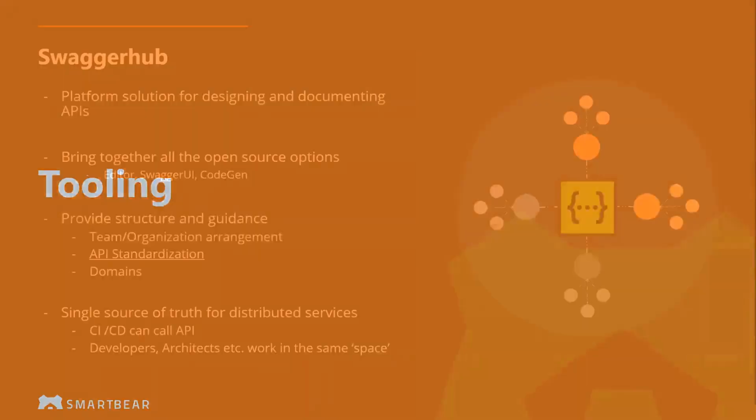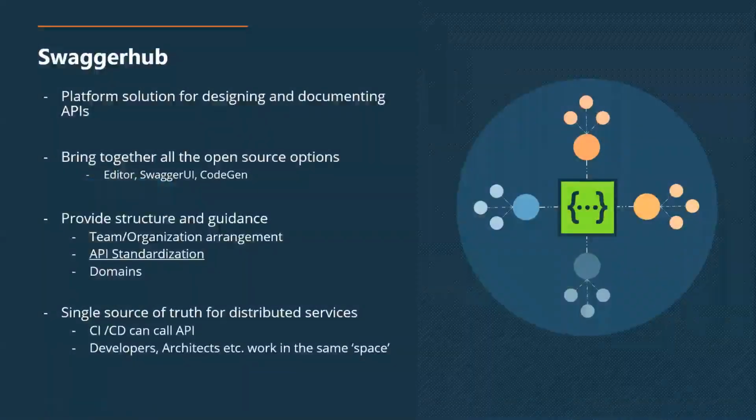So SwaggerHub. SwaggerHub is SmartBear's platform solution for designing and documenting APIs, bringing together all of the open source options from Swagger, including Editor, Swagger UI, and Codegen, but again, focusing a lot more on the collaboration piece as such. So this provides structure and guidance.